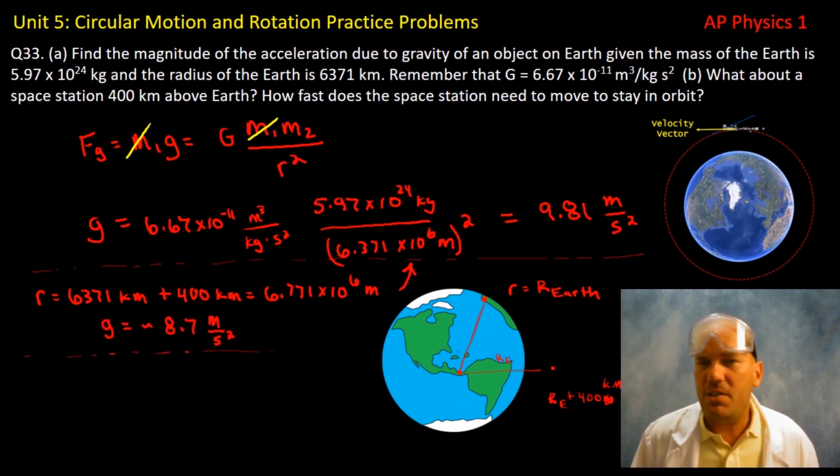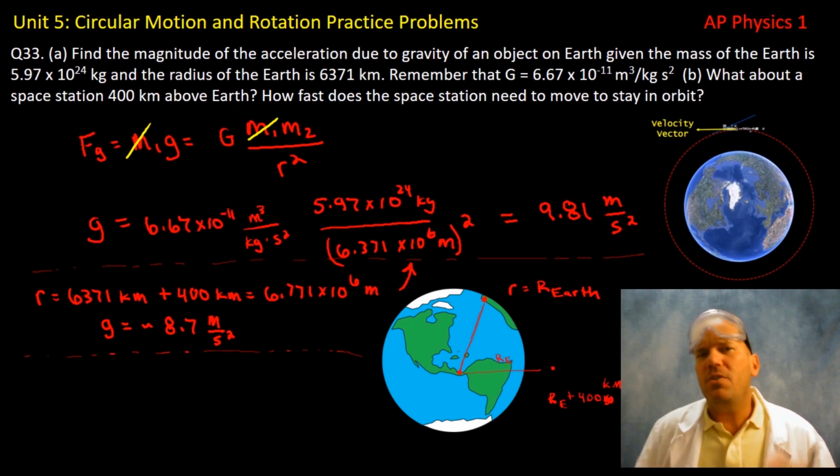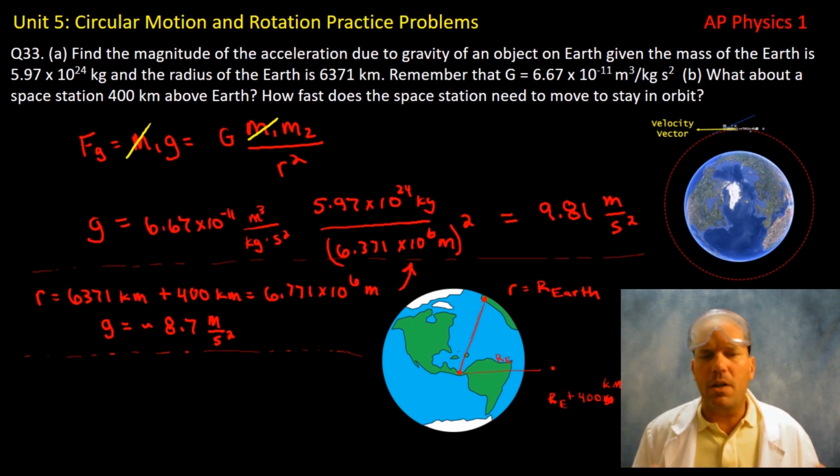We make a prediction. The value for little g should go down. Why? Because the distance between the center of mass of the Earth and the space station is greater. So we're going to see a value that is less than 9.81. Indeed, we get 8.7 meters per second squared.